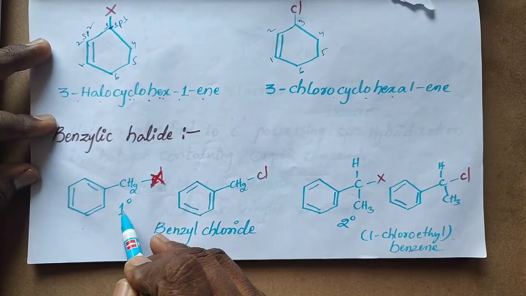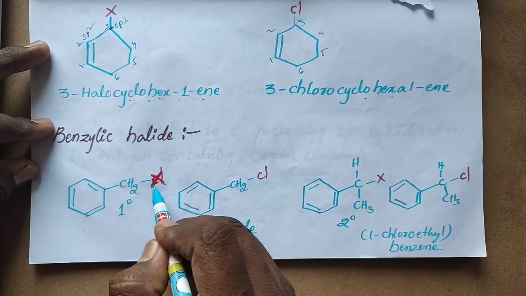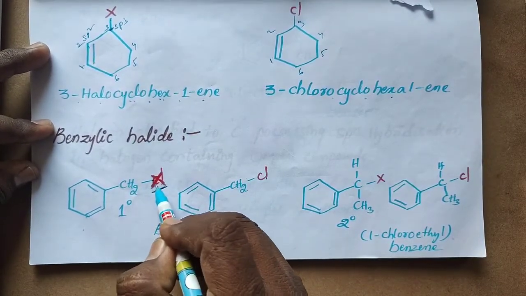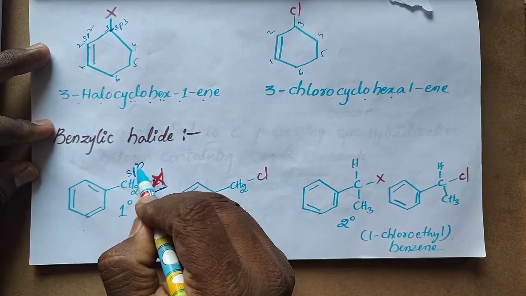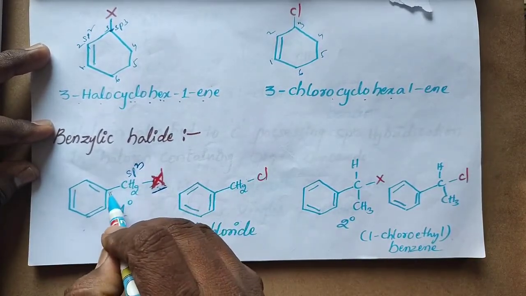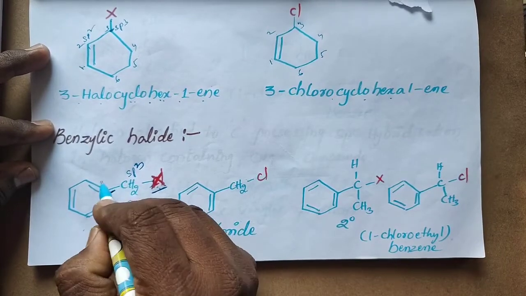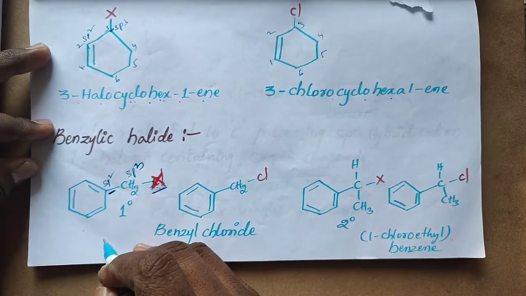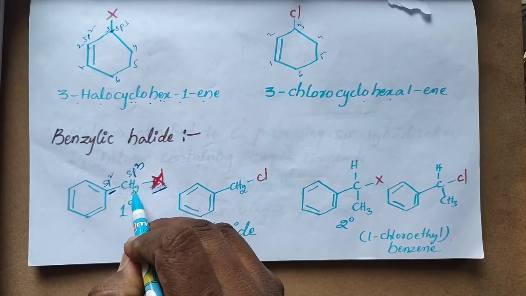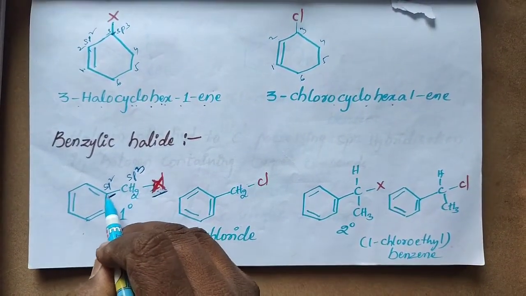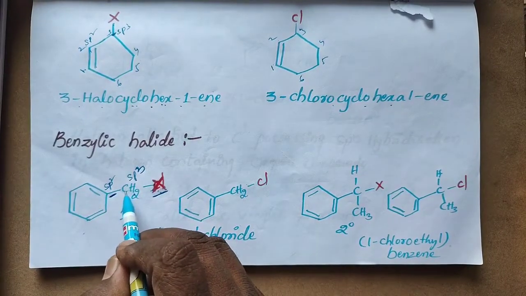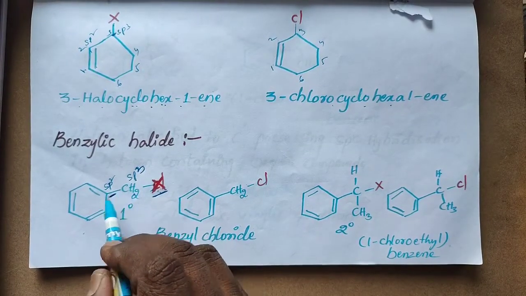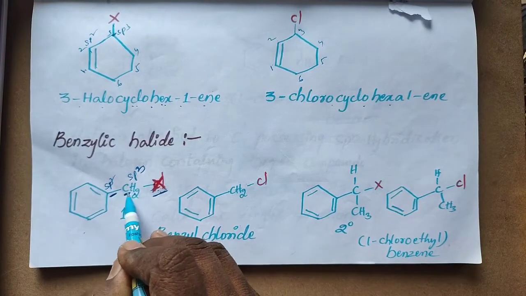Benzylic halides: you observe the halogen bonded with an sp3 carbon, and its adjacent carbon is an aromatic sp2 carbon. So those types of halides are called benzylic halides, and this position is the benzylic position.